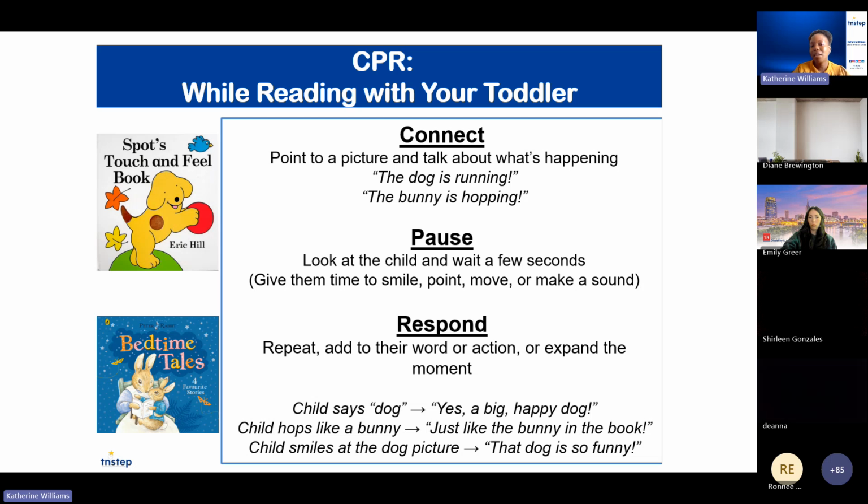So there you identified what the animal is, and then you're also expanding that a little bit and telling them an action that's happening. And you're bringing in that pause, so you're waiting for them to respond a little bit, and then you kind of reaffirm what they have responded to you with. So for example, if they say dog, you can expand on that. Oh yeah, that's a big dog. Or if they are responding with an action, they jump off your lap and start hopping like a bunny, you can say, you're hopping just like the bunny in the book. So you can find different ways to respond to them based on where they are in their current development.